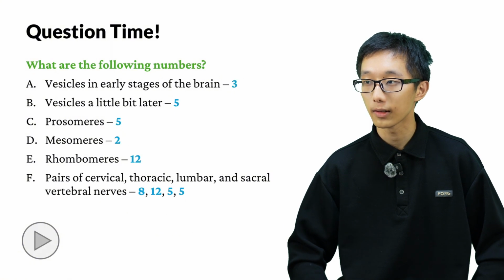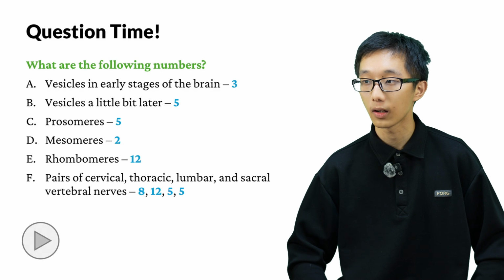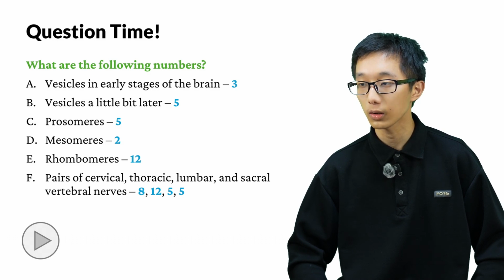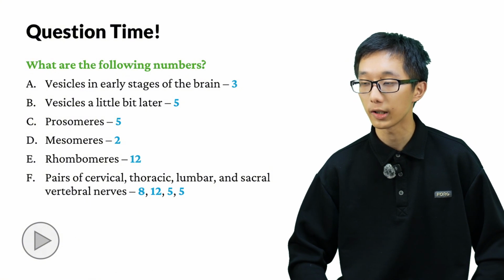Here are the answers. There are 3 vesicles in the earliest stages of the brain. Then it becomes 5 vesicles. There are 5 prosomeres, 2 mesomeres, and 12 rhombomeres. And there are 8 pairs of cervical spinal nerves, 12 pairs of thoracic spinal nerves, 5 pairs of lumbar spinal nerves, and 5 pairs of sacral spinal nerves.